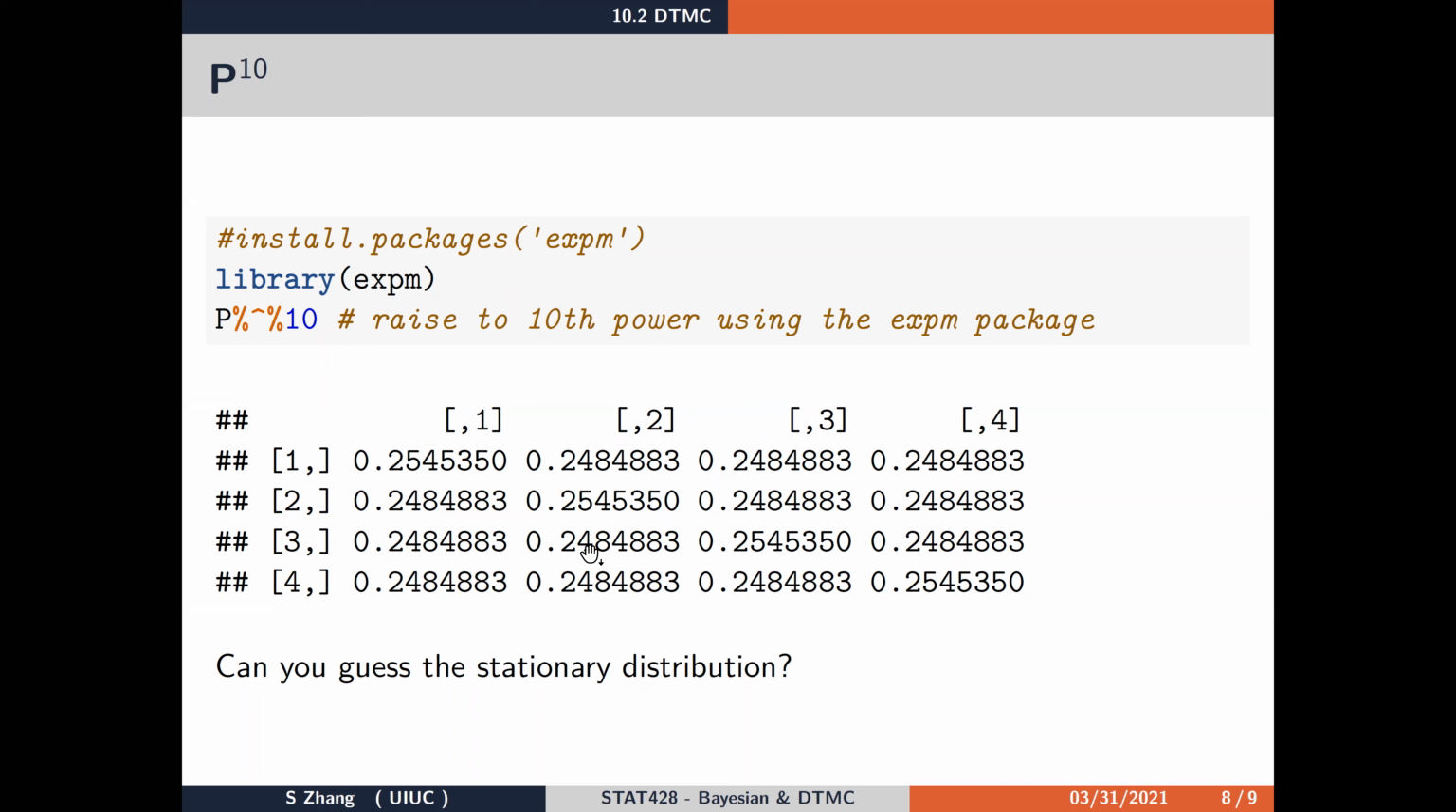So this might enable you to guess the stationary distribution for this particular Markov chain. And that is, the stationary distribution pi is the vector 0.25, 0.25, 0.25, 0.25. In other words, when you run the Markov chain long enough, then there is 1/4 probability ending up in each state.